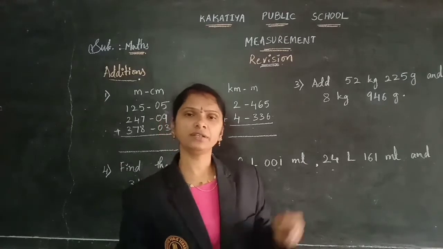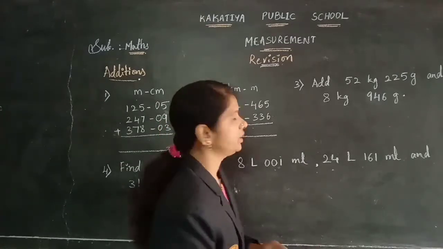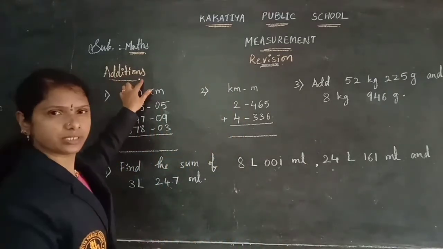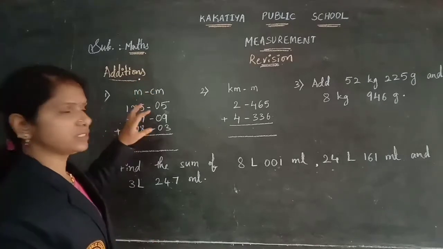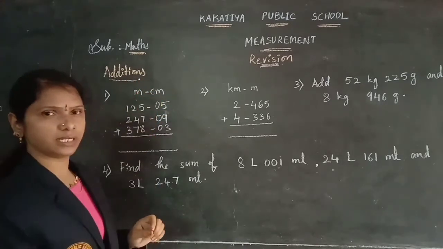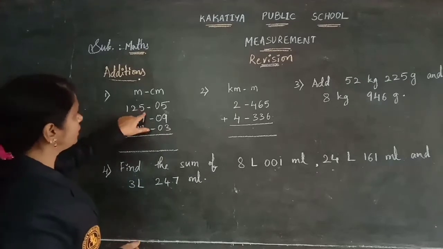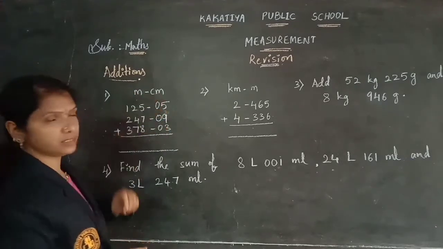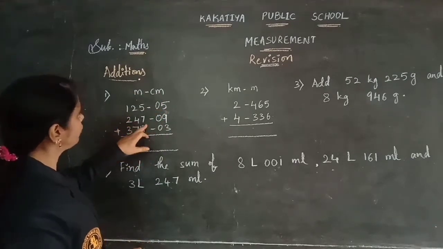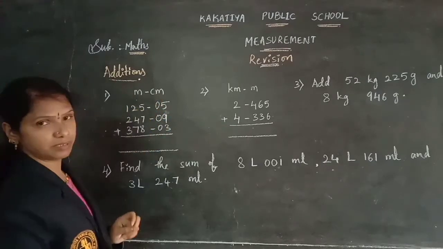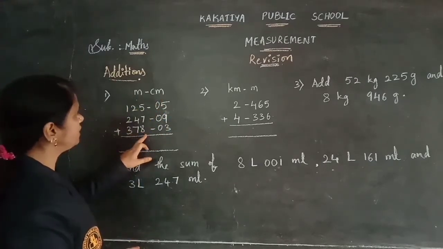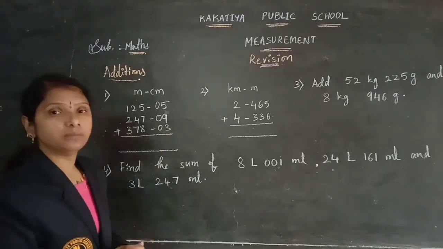Yeah children, in revision let's do the additions first. Come on here, see additions. What we need to add here, first number here, meters and centimeters children. So 125 meters 5 centimeters, and 247 meters 9 centimeters, and 378 meters 3 centimeters.